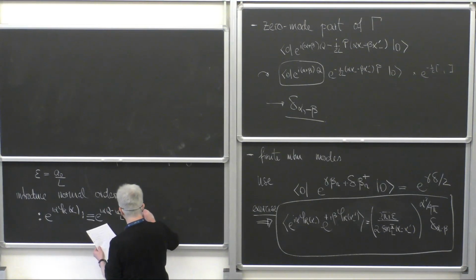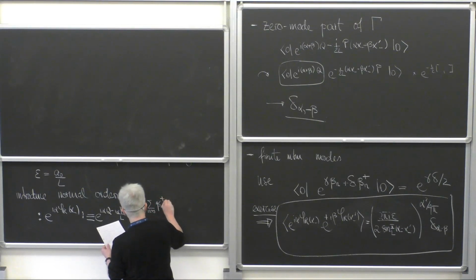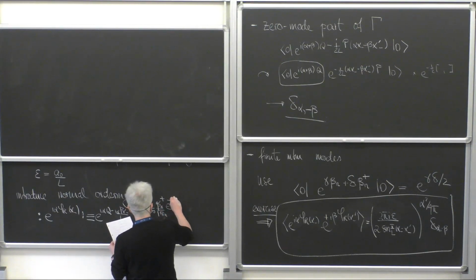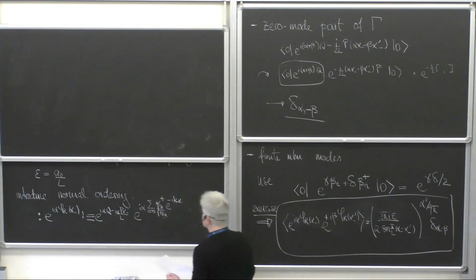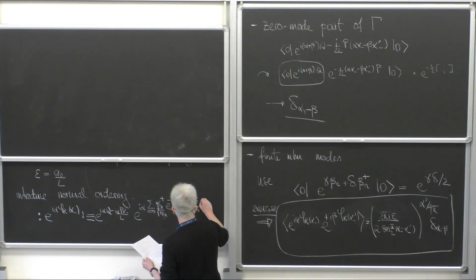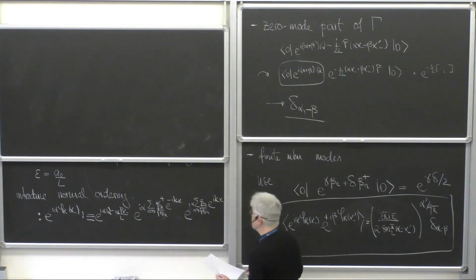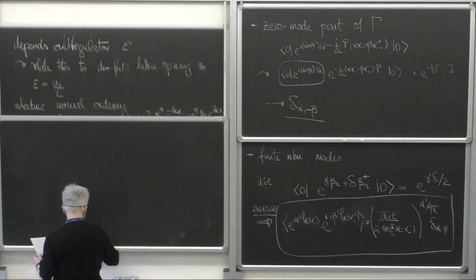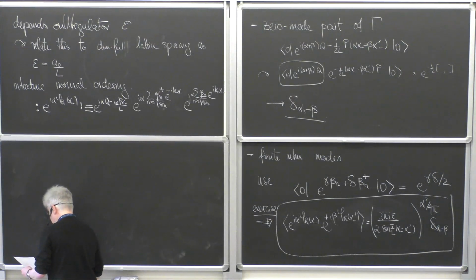So here I put e to the i alpha, sum over n positive, beta n dagger over square root 4 pi n, e to the minus i k n x minus. And then here I put the annihilation operators to the right: i alpha, sum over n positive, beta n over square root 4 pi n, e to the i k n x minus. Okay, so that's a definition. I define that as the normal ordered vertex operator.